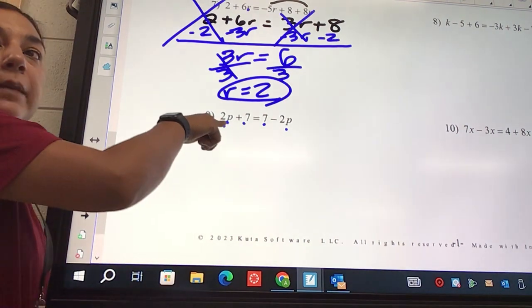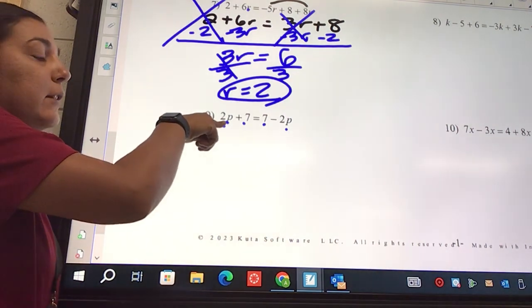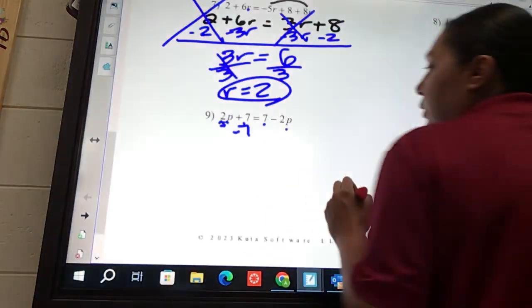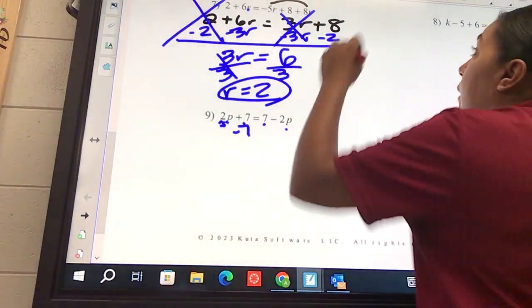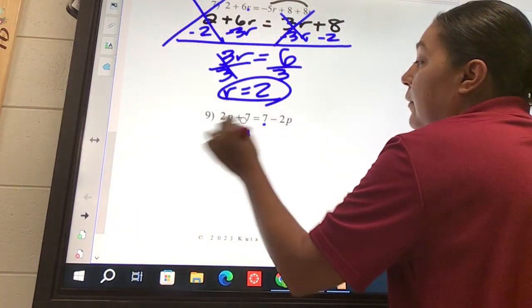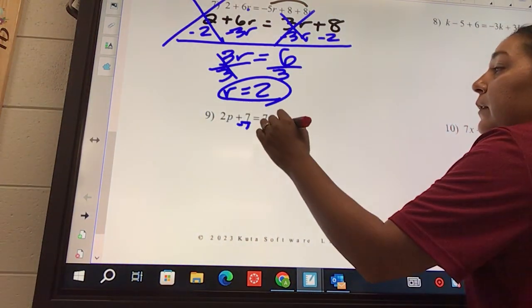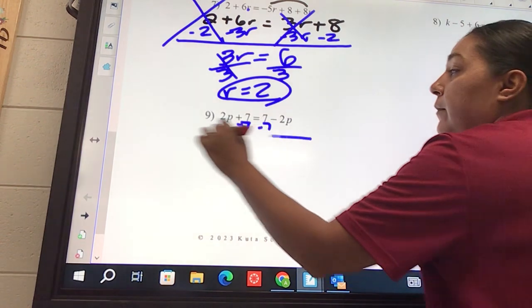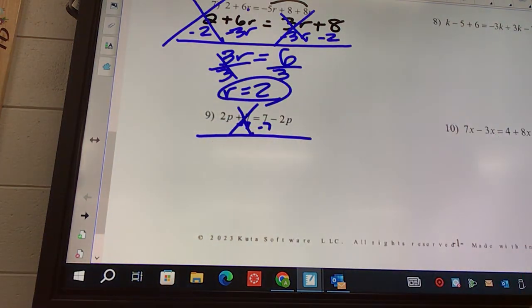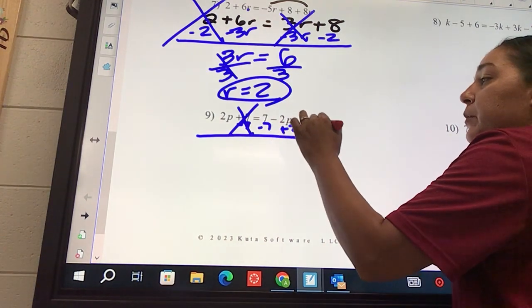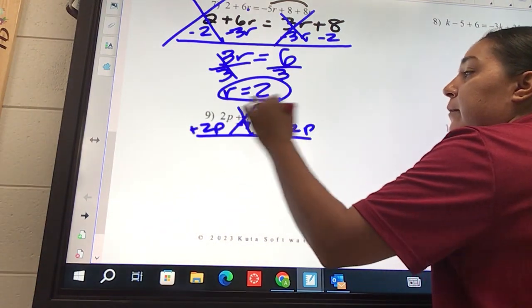2p. Does this need moved? No, it has a letter, and it's on the left side. Okay? That means that the 7 is going to need moved. Okay? And what am I going to put that under? On the other side. Does it go under the 7 or under the 2? Under the 7. Okay, so these are going to cancel. What else needs moved? The -2p, so we're going to say plus 2p plus 2p.